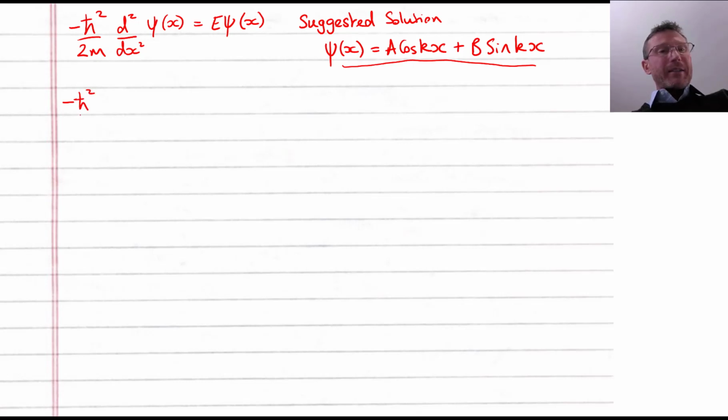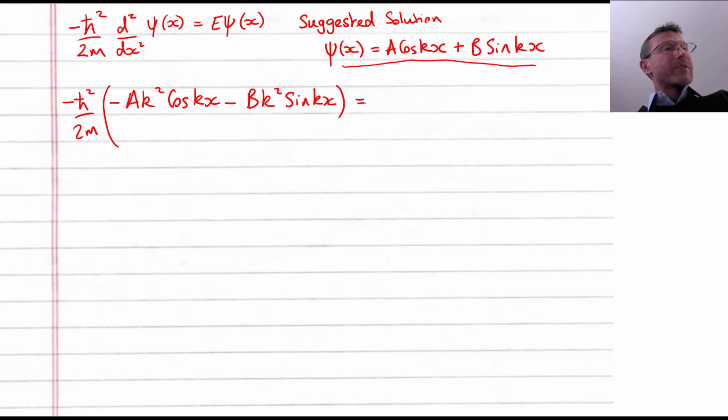So minus h bar squared over 2m. Going to keep that outside the brackets here because we're going to multiply that by the operator, by this second derivative of the function that we've got, and that will come out to be minus a k squared cosine kx minus b k squared sine kx, and that will be equal to, let's write this out formally as, well, E times a cosine kx plus b sine kx.